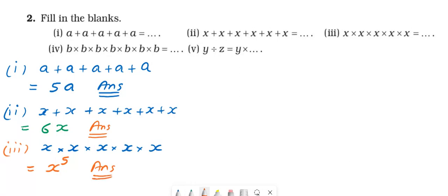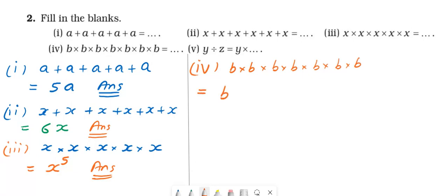Now the fourth part. In the fourth part, b is multiplied 7 times. b into b into b into b into b into b into b. Beta, here b is multiplied 7 times. So we will write b raised to the power 7.